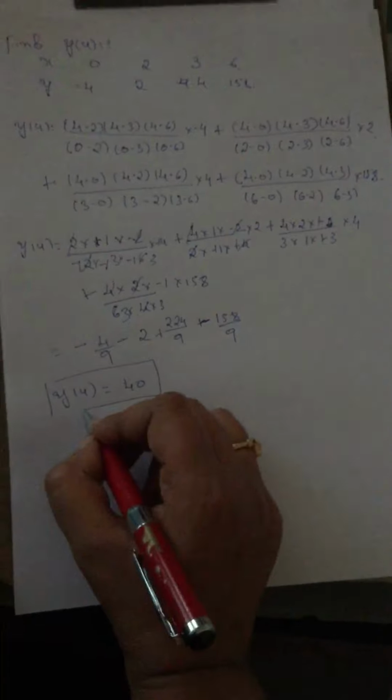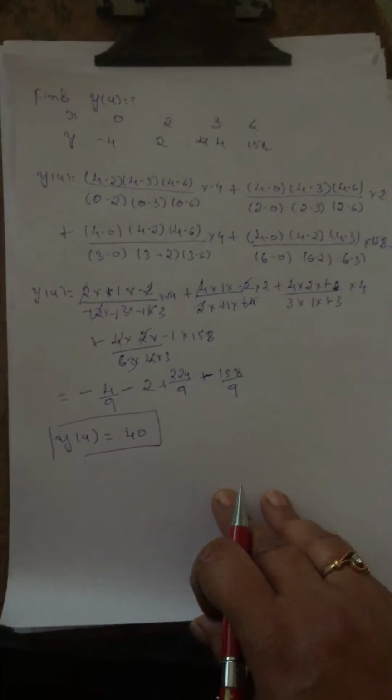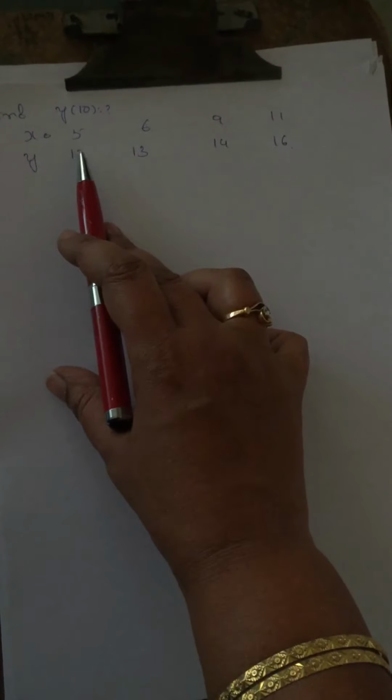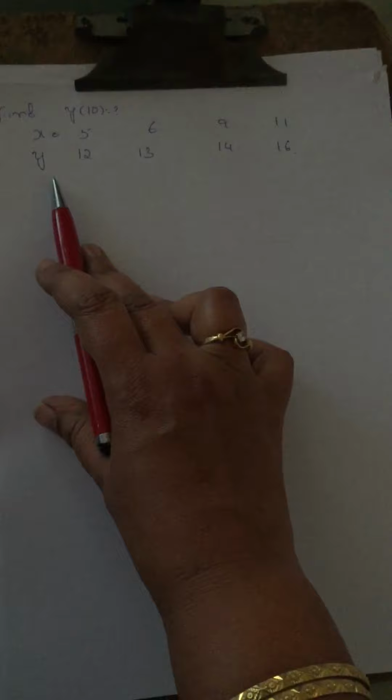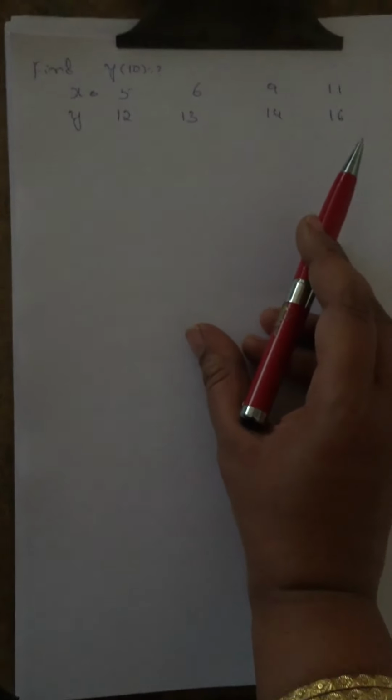Like that we have to solve using Lagrange interpolation formula. We have to find the y value corresponding to the x value. Now take another problem, that is we have to find y of 10 given x values 5, 6, 9, 11 and corresponding y values 12, 13, 14 and also 16.